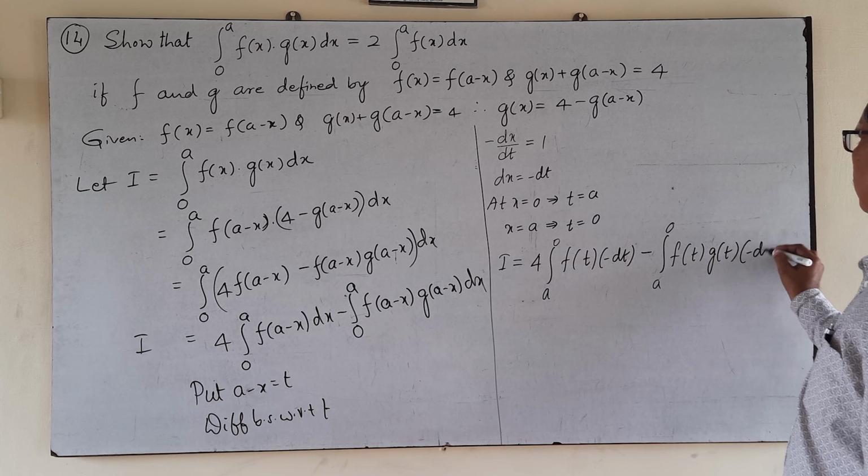I plus I, 2I is equal to 4 into integral from 0 to a f of x with respect to x. Divide by 2. I is equal to 4 upon 2, 2 into integral from 0 to a f of x with respect to x. That is the RHS value, 2 times integral 0 to a f of x with respect to x. So it is different, see. Okay.